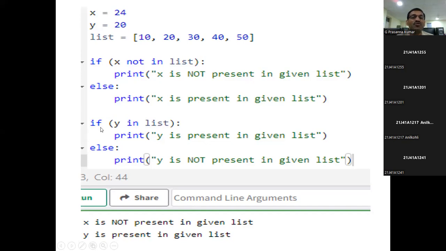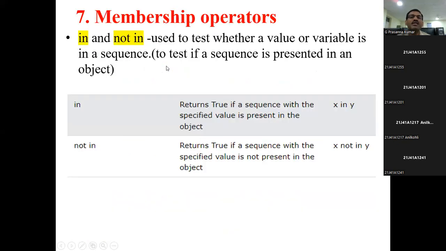Next, if y in list, y is 20, is it there in the list? It is present, so it prints that y is present in the given list. Here x is not present in the given list, and y is present in the list. 24 is not in the list, 20 is in the list, so not in is a true condition. That is about in and not in, the membership operators.